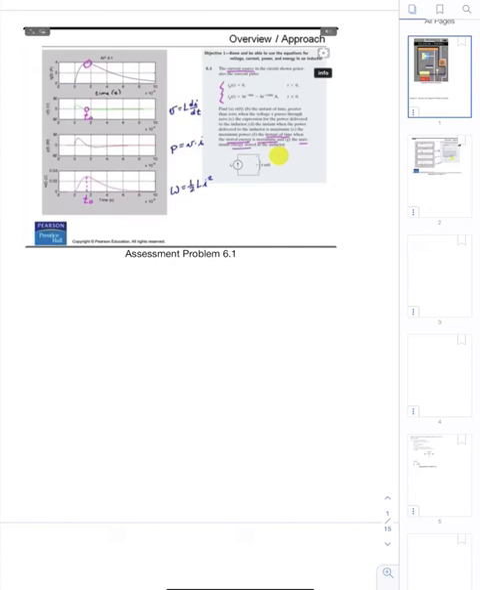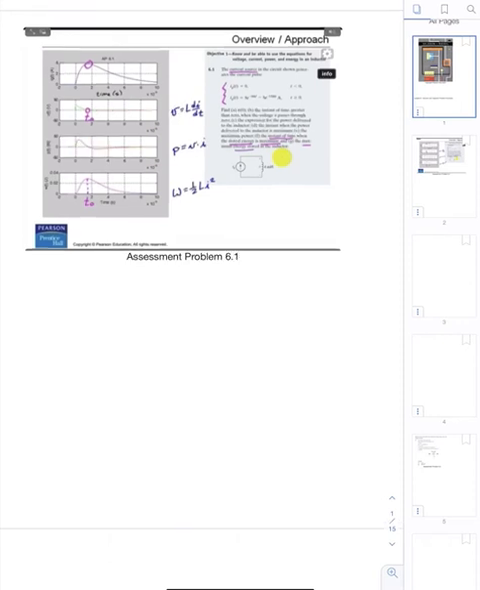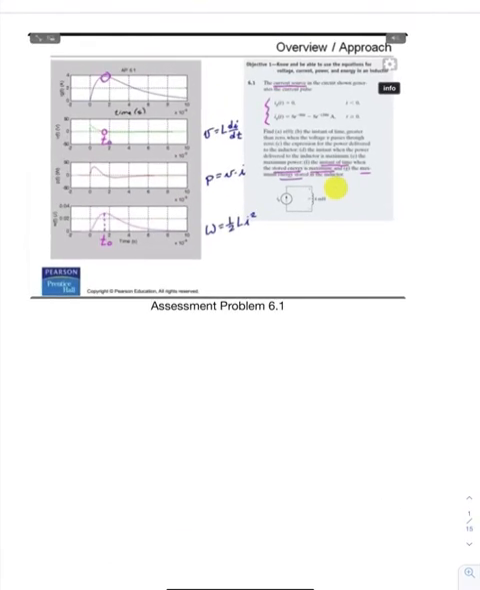So I took a screenshot where he shows the graphs for the various functions: current, voltage, power, and energy. So I encourage you to watch that video as well as pay attention here. So let's take a look at the problem.